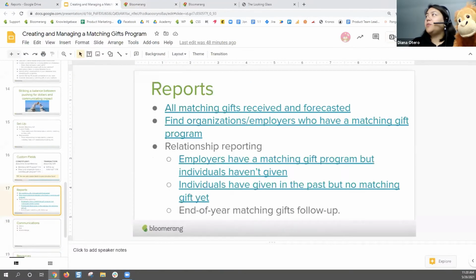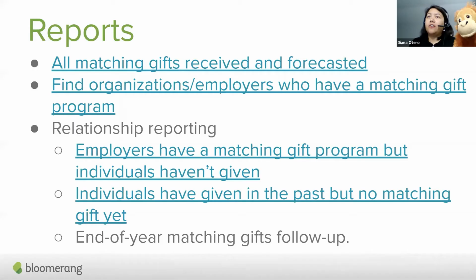Okay, next we're going to jump into some reports here. These are the different reports that we're going to show you today. First, we're going to show all matching gifts that have been received, how much those matches are, and how much is forecasted to come in from those matches. And then we'll take a look at how to find organizations or employers who have a matching gift program. So these are organizations in your database that you already know have a matching gift program.